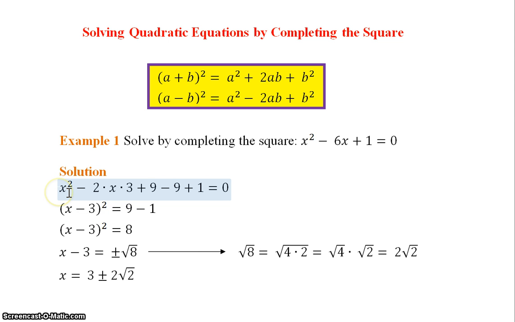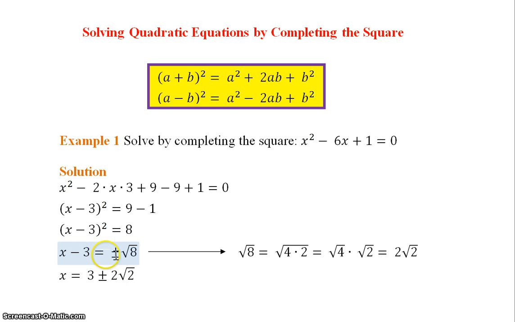Now, the first three terms, x² − 2·x·3 + 9, we can factor as square of difference, as square of x − 3. And the last two terms, −9 and +1, we move to the right side and we change the signs. 9 minus 1 is 8, and we get the equation (x − 3)² = 8.